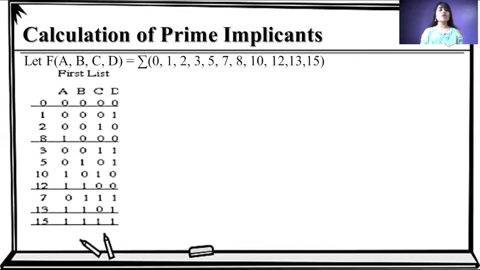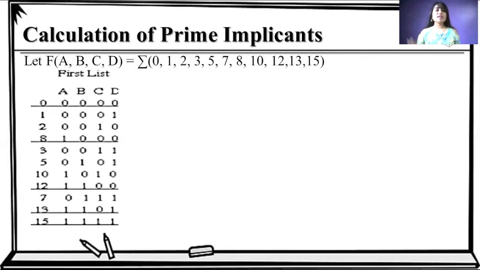Then the next group, number of ones 2 times. So in 3, 5, 10, 12 we have number of ones 2 times. Then the next group, 7 and 13, number of ones 3 times. Then the next group, number of ones 4 times, 15. So this is how we make a list and make groups according to the number of ones. Now the next task: we have to find terms, or say binary representations, which differ by 1 bit only.